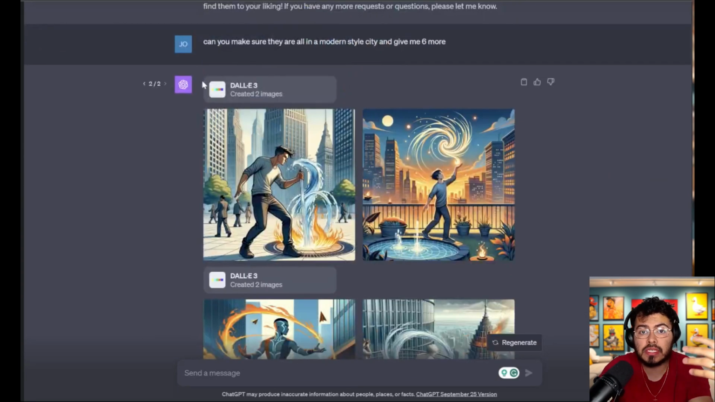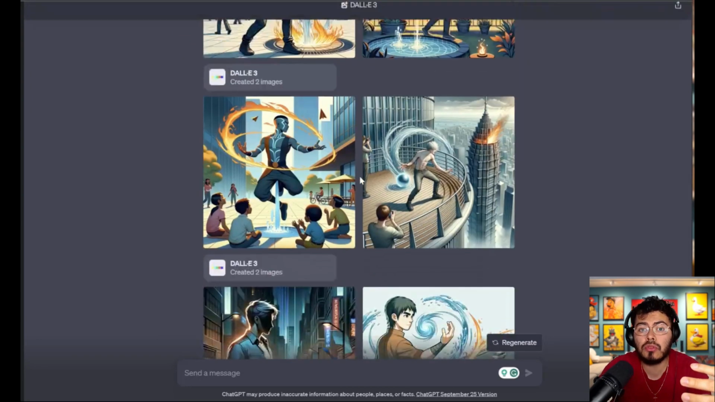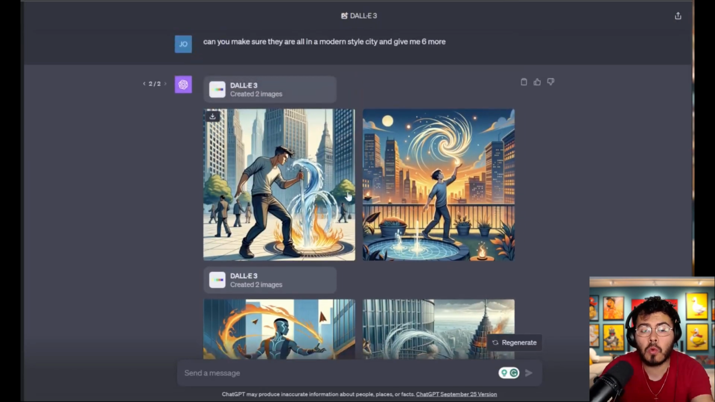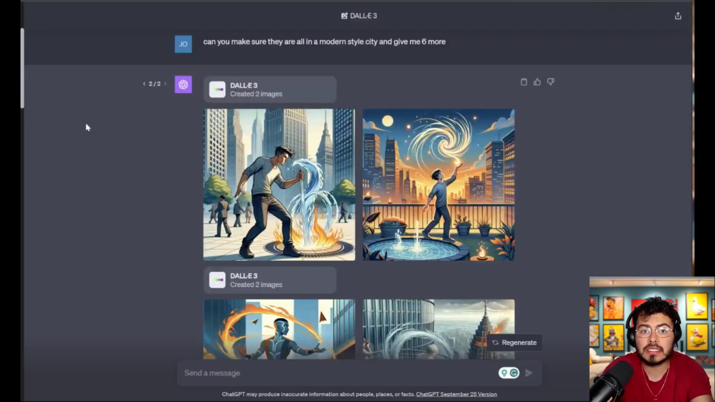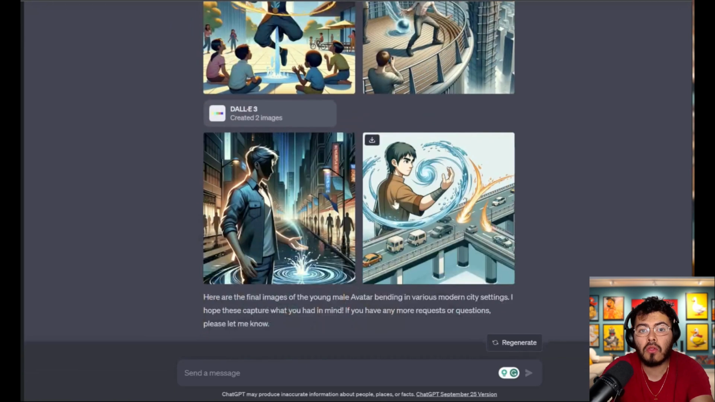The other thing you can do is, hey, look, can you make sure that they're all in a modern city style and give me six more? So now I'm continuing to build on that consistency. I want a certain art. I want a certain character. I want a certain type of setting. So now all the pictures here are going to be illustrations of a male avatar in a modern city. So we can see that happening all over here.